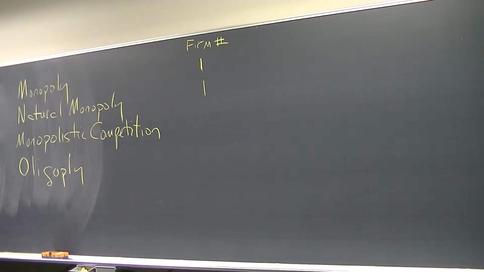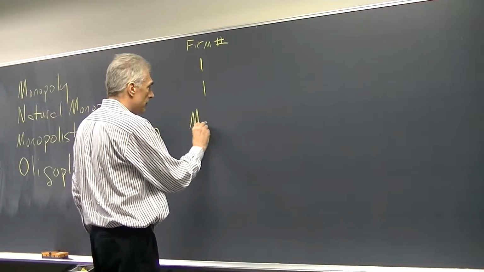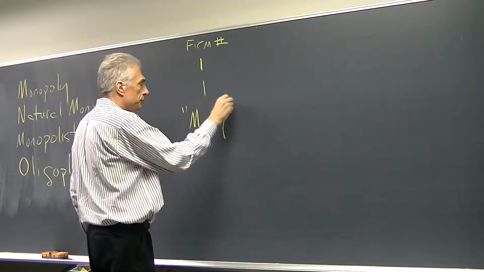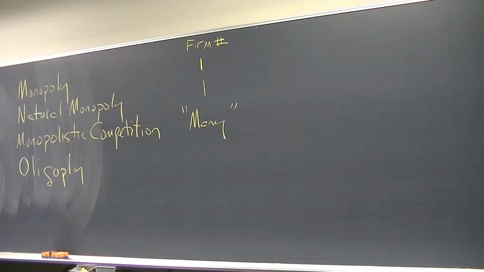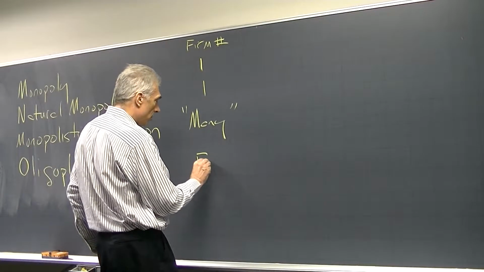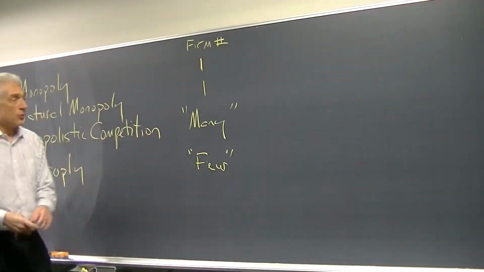Monopolistic competition, how many firms? There are many. How many? Many. We don't know. There's no specific number of firms. Oligopoly, how many firms? Few. So there are few firms. Many, few. How many is few?